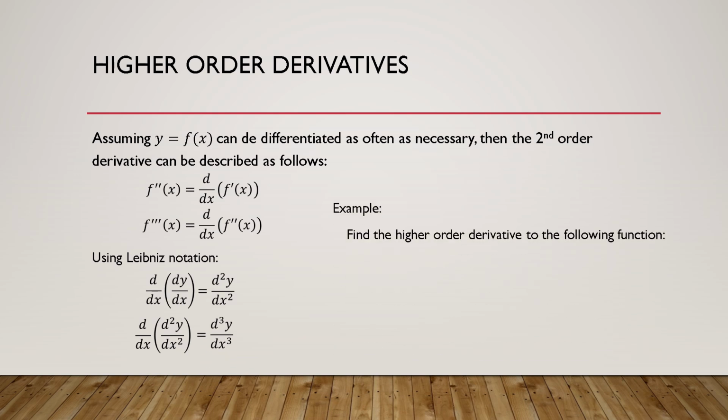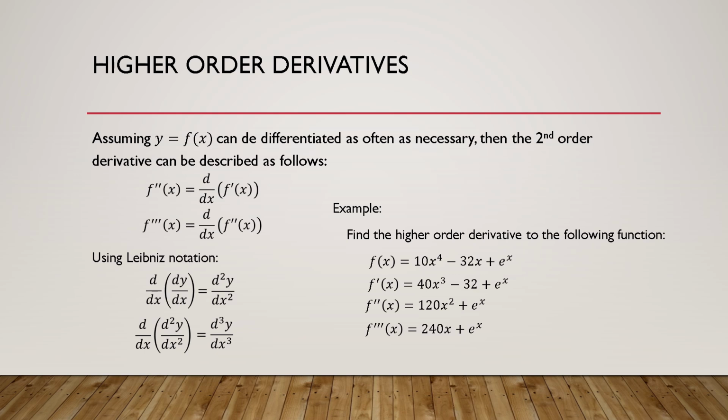For example, find the higher order derivative of the following function. f of x is equal to 10x to the 4th minus 32x plus e to the x. f prime of x will equal 40x cubed minus 32 plus e to the x. f double prime of x will equal 120x squared plus e to the x. f triple prime of x is equal to 240x plus e to the x.